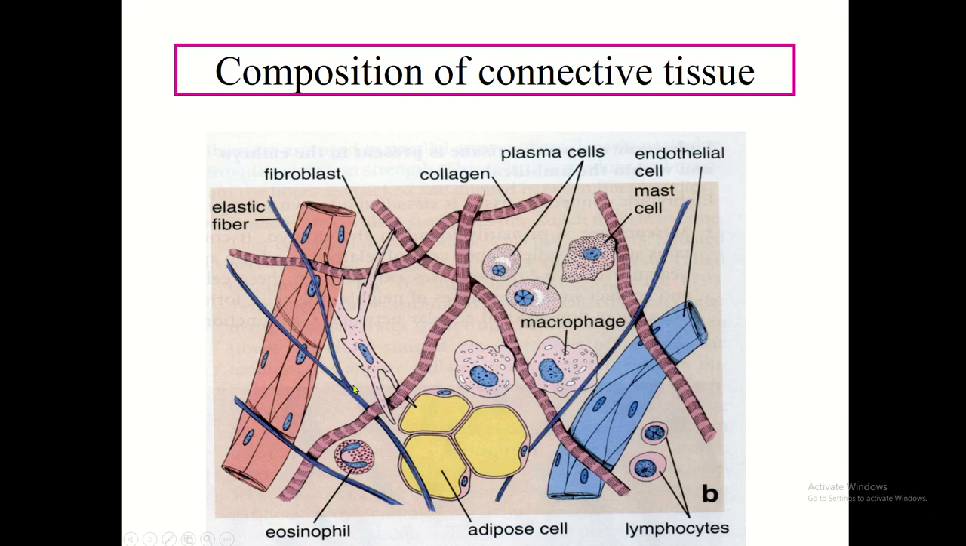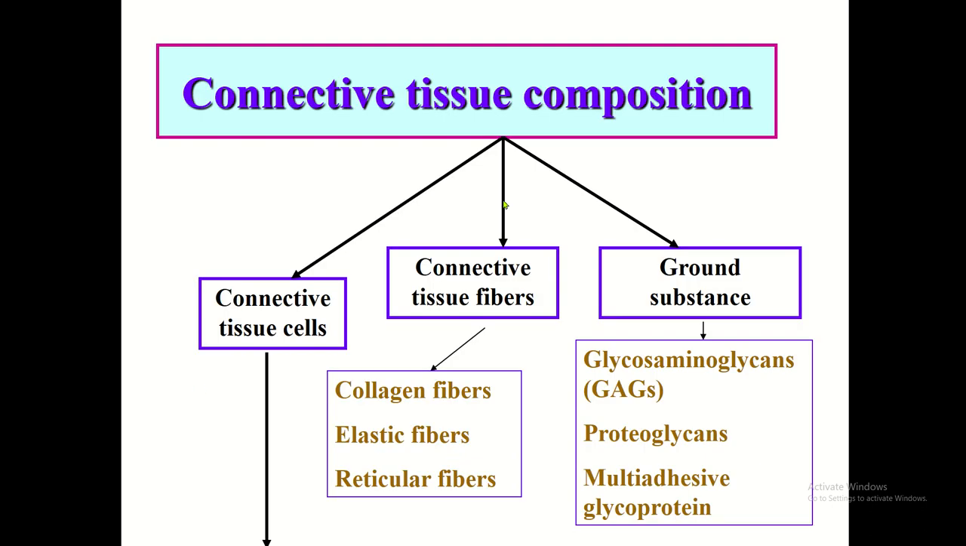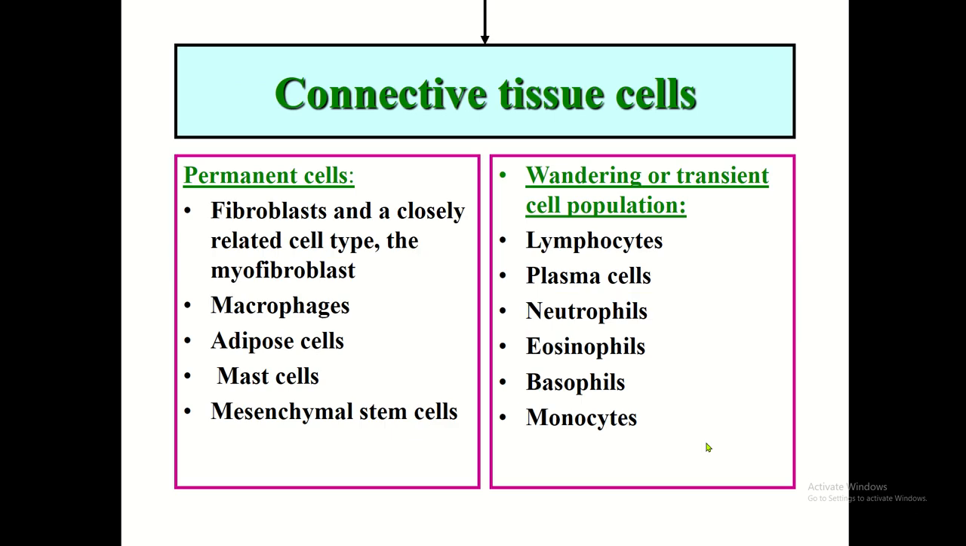So this is a diagrammatic picture of the connective tissue showing different types of connective tissue cells, collagen fibers, elastic fibers and blood vessels. The composition of connective tissue: cells, fibers, and ground substance. Three types of fiber are present: collagen fiber, elastic fiber, reticular fiber. Ground substance is formed by glycosaminoglycans, proteoglycans, and multi-adhesive glycoprotein.